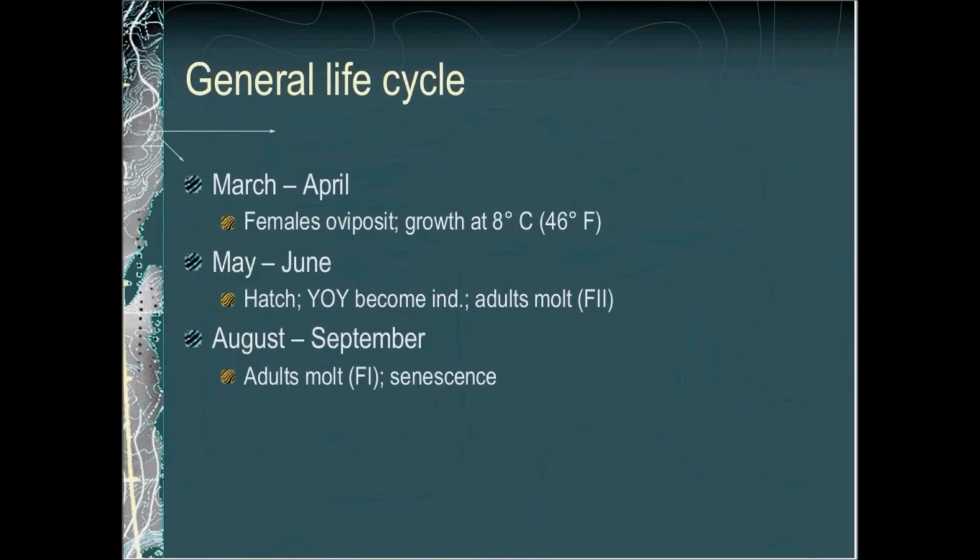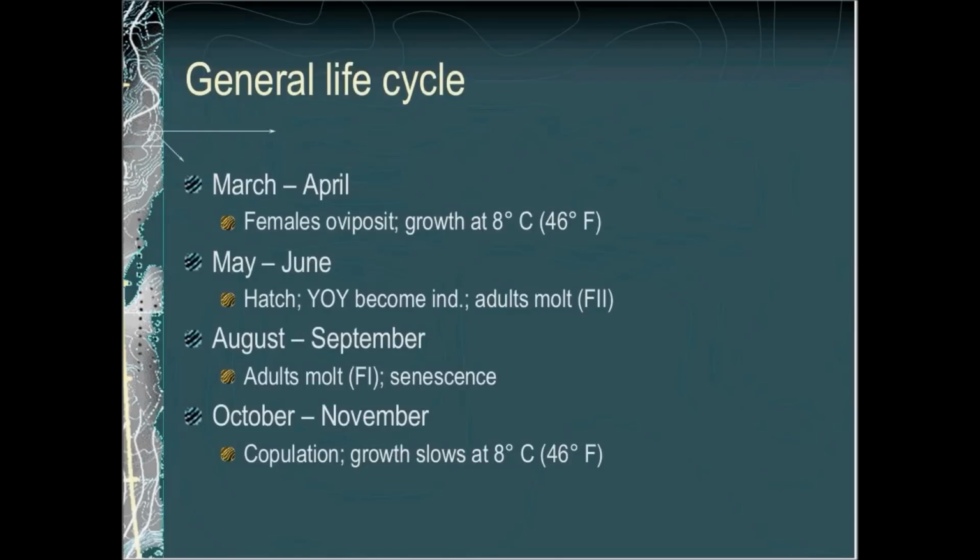So August through September, there's another molt. And at this point, the males molt into what's called Form 1, or reproductively active. It's also about this time that you get some older members of the population that will die off. Now, in October and November, so pretty close to this time of year, you're going to have these adults molting and you're going to have mating occur. So the males and the females mate. She then stores that sperm internally all the way until spring, when she will then oviposit those eggs and then fertilize them.